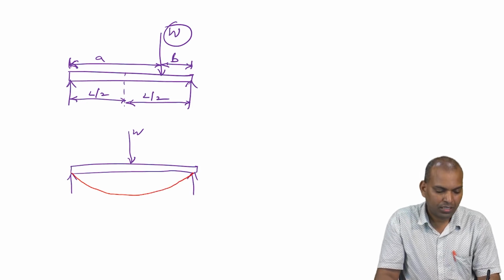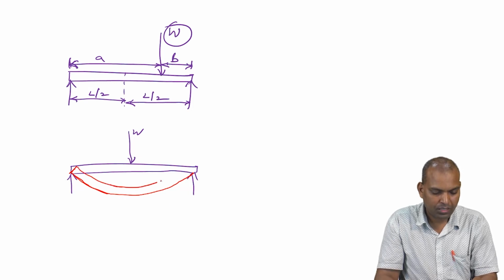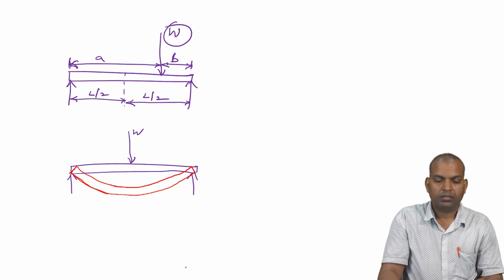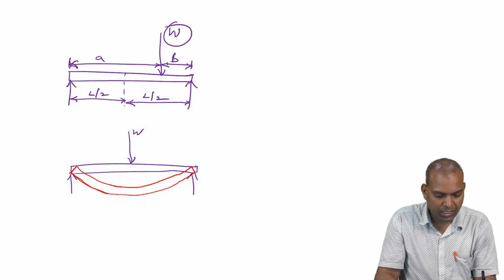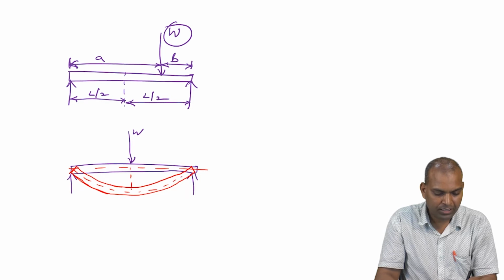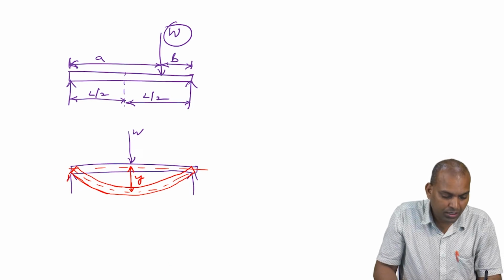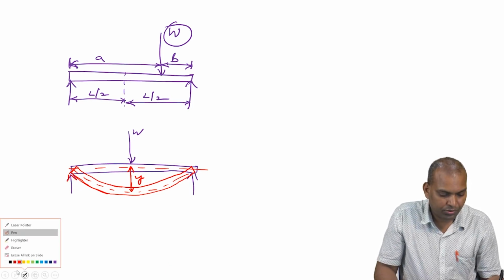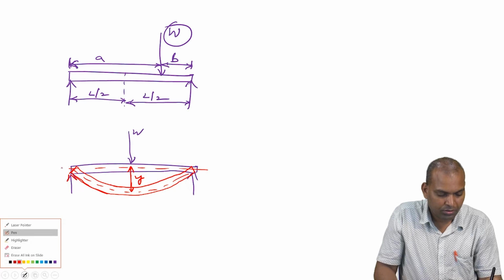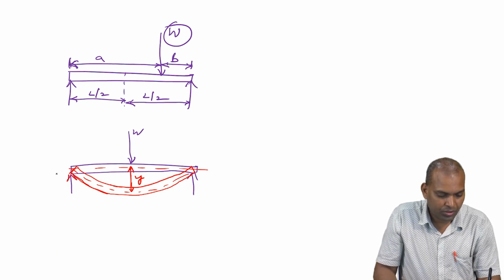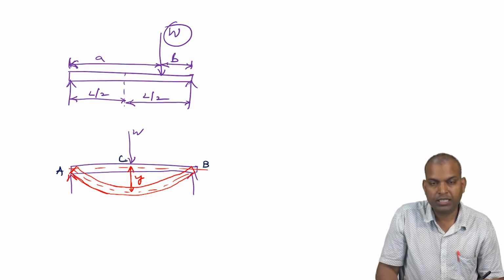Direction. This is the deflection of the beam. This deflection is known as the bending of the beam. The beam will be bent in this direction. This distance is known as the deflection. If we consider the points at the supports, the support A and support B, and the point load is acting at C.